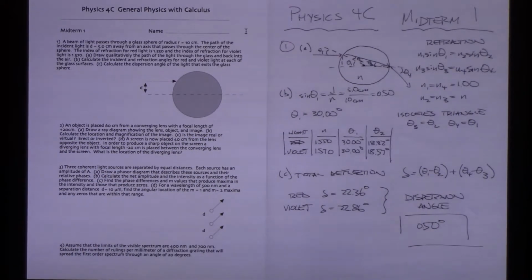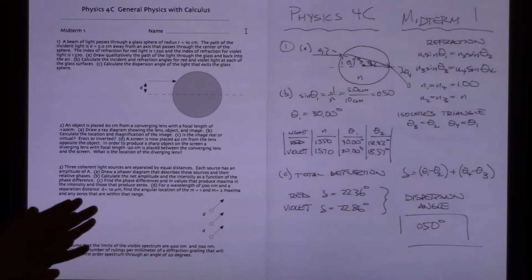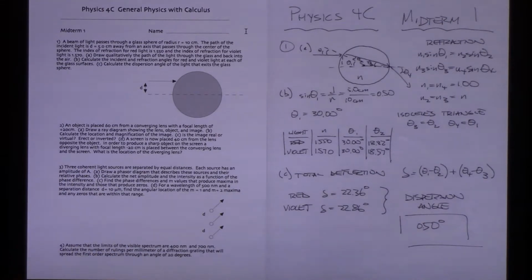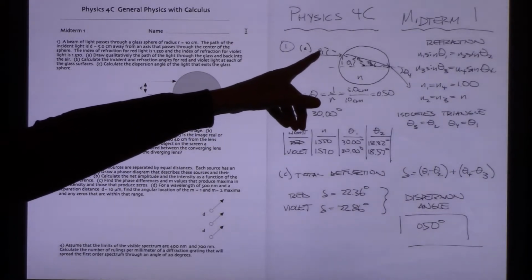Now, that incident angle applies to the whole spectrum of light, right? The red light's coming in at 30, the orange is coming in at 30, the yellow, the green, the blue, the indigo, the violet, they're all coming in at 30 degrees at that initial angle.